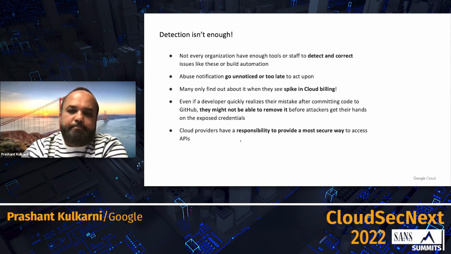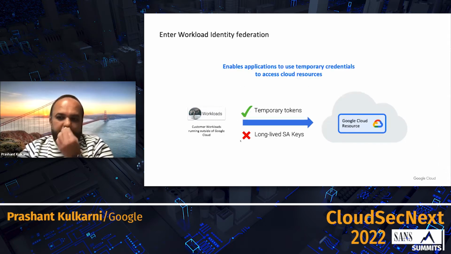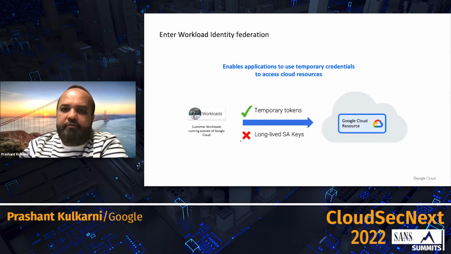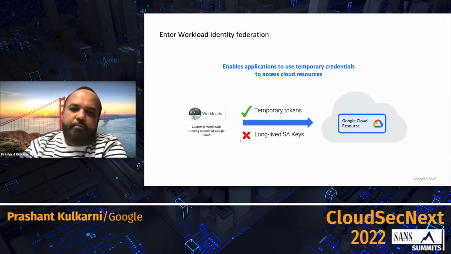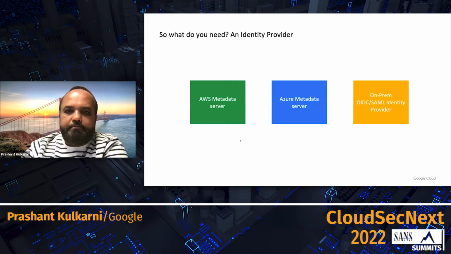So how do we address it? How do we address it on the Google side? We introduced something called Workload Identity Federation about 2 years back, which was very well received by our customers. The way we do it is we provide you a way of using temporary tokens to access the API. You do not need to use API keys or service account keys. You just use a mechanism called Workload Identity Federation to access the APIs. And we'll see more on how you can do that.